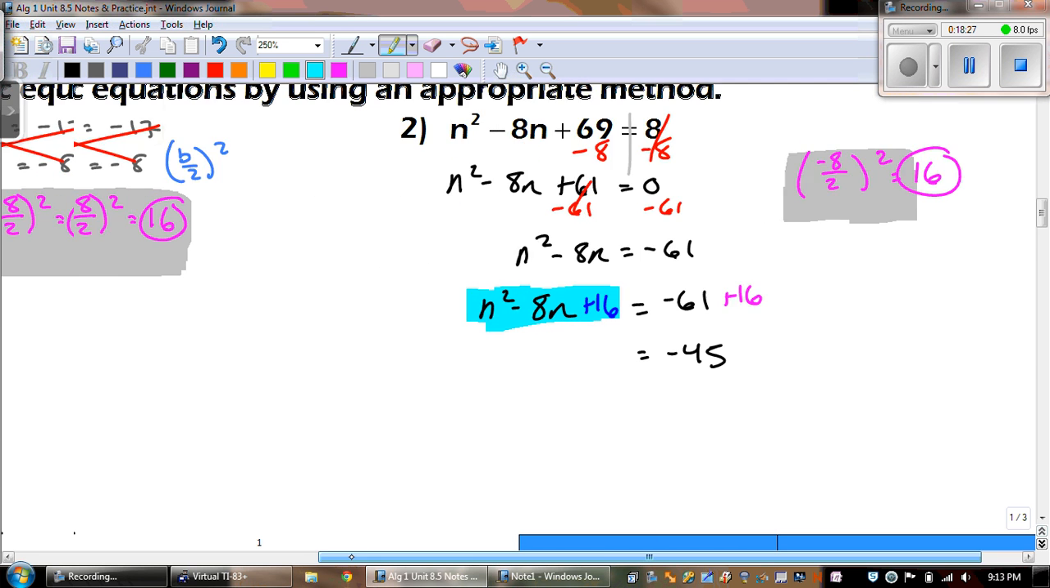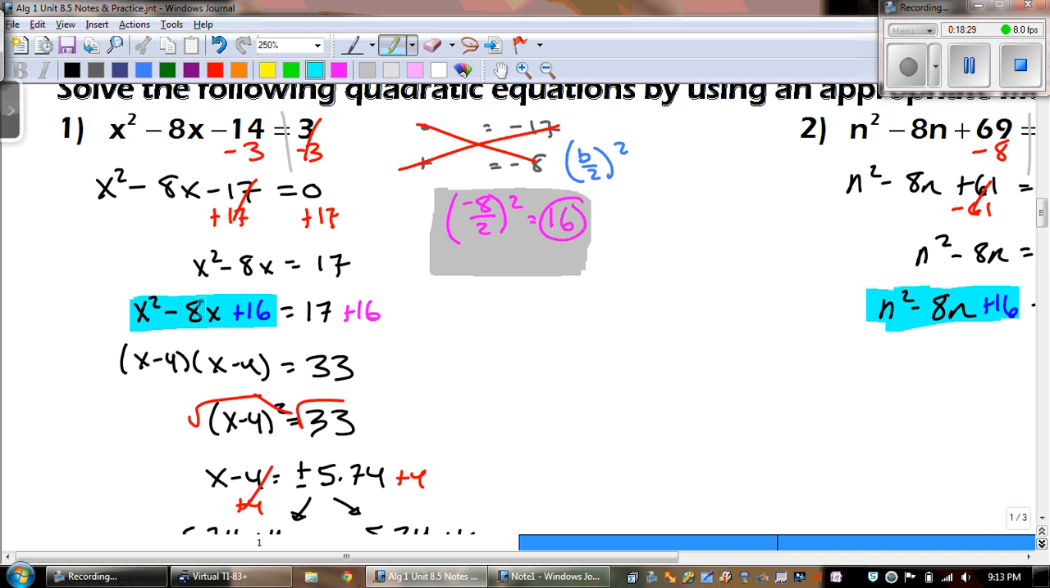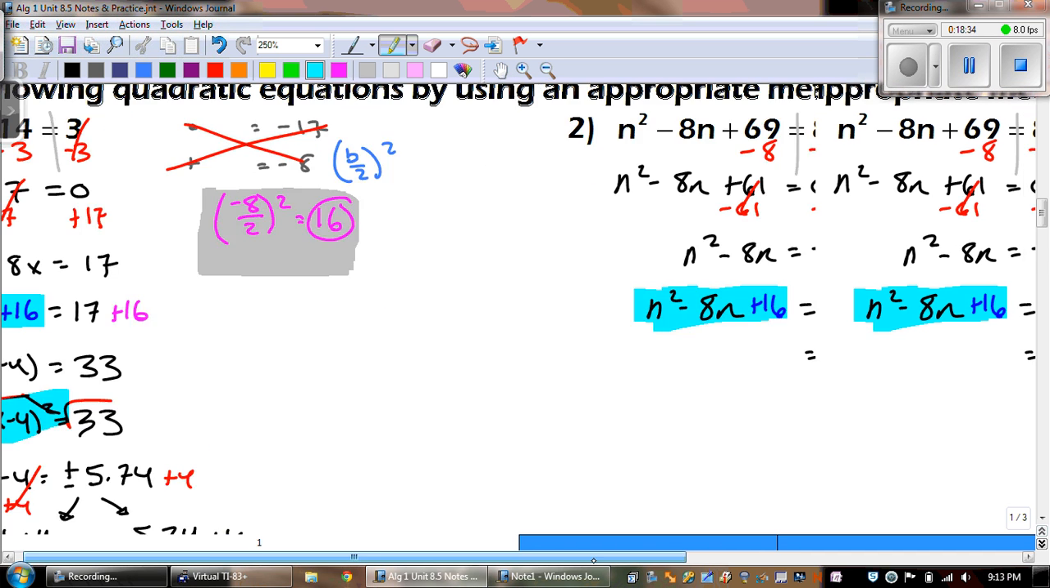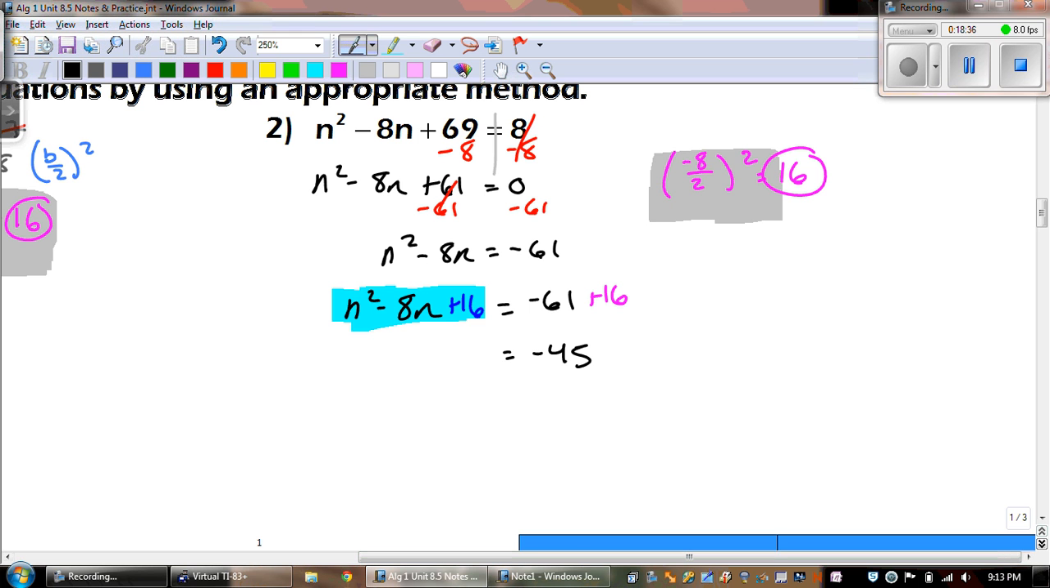I need to factor what's in the blue. And if you take a look at it, isn't that what we just did over here? So I know it's going to change to an x minus 4 squared. That's why on this one, I'm going to skip a step, because it's the same thing as what we just did. Okay?